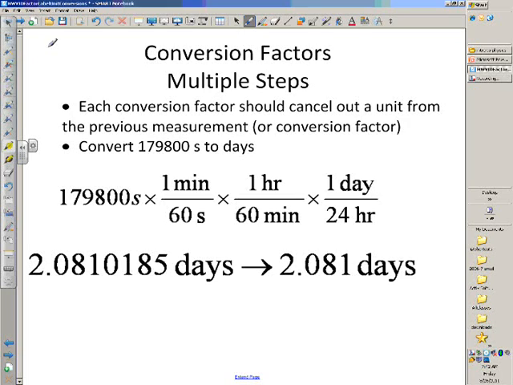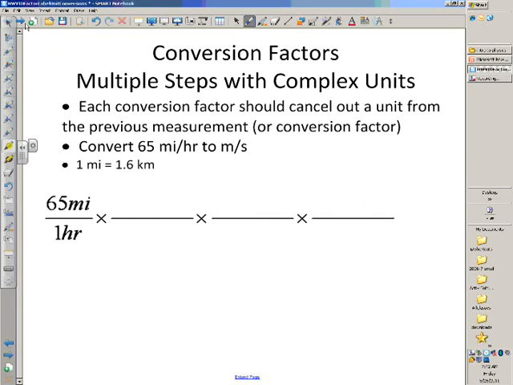Okay? Last one, and this is one that gets kind of confusing for a lot of people. Here we have a derived unit. We have a unit on the top and a unit on the bottom. They're measuring different things. Miles measures distance, hours measures time. You can't do this conversion in one step. You've got to do the time separately. You've got to do the distance separately.